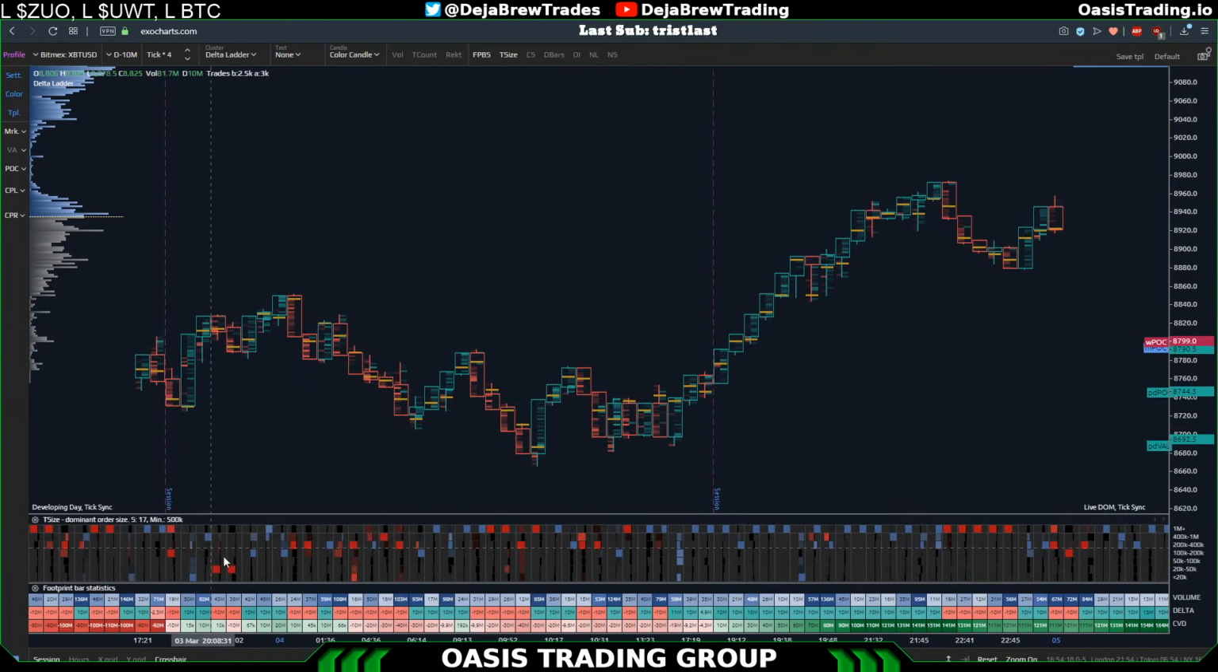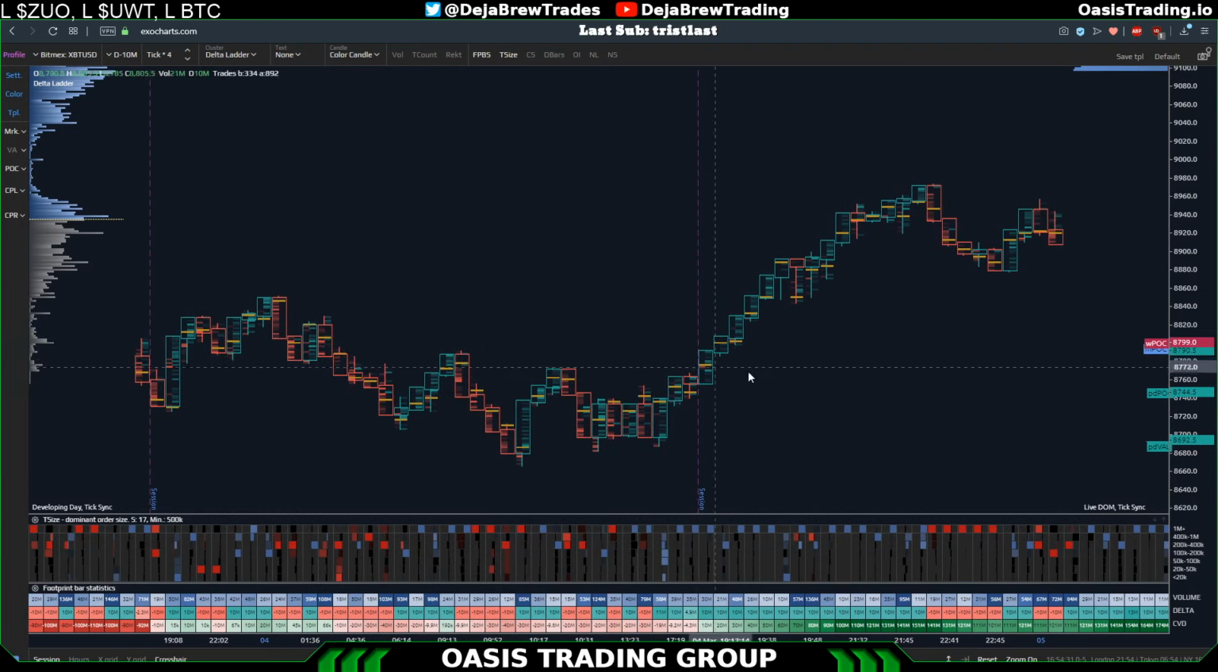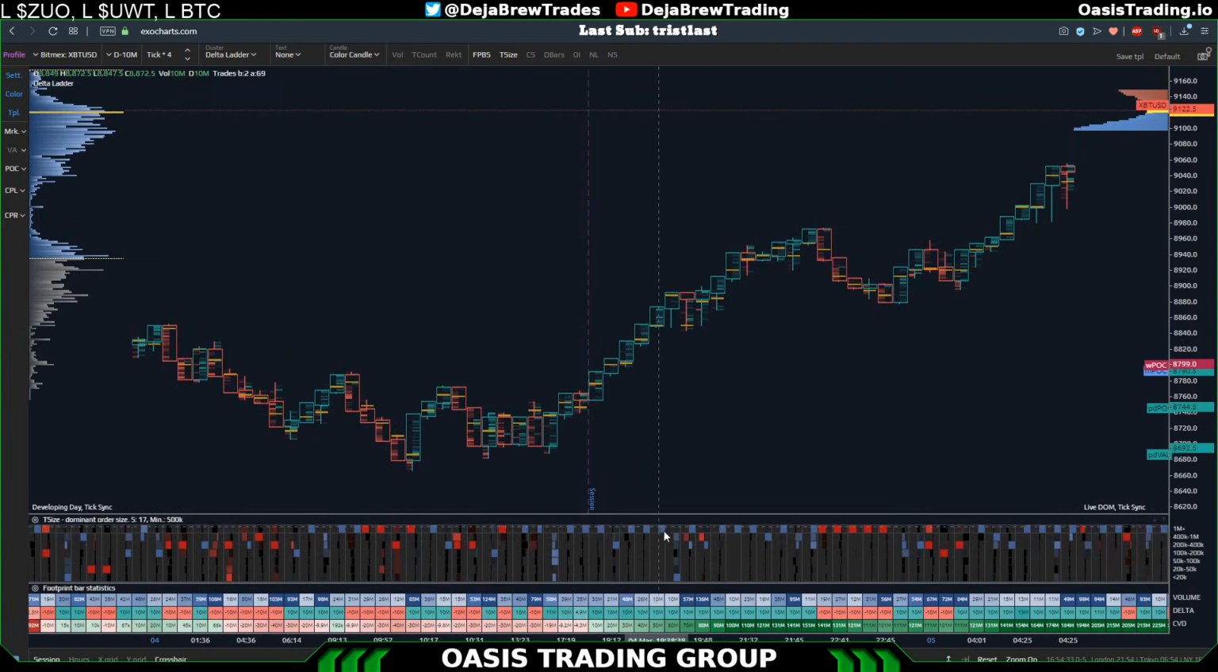We have a lot of red down here. There's a lot of sellers on all sizes. Big size, little size, medium size, all sizes. We have a lot of sellers. But then what do we see? During the break of that accumulation, they're almost all buying.